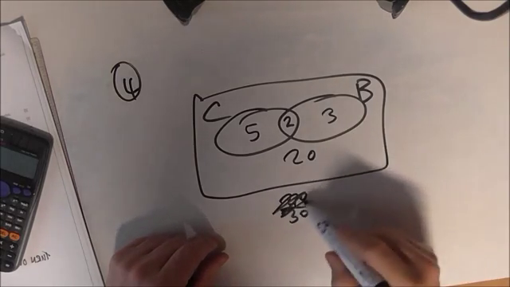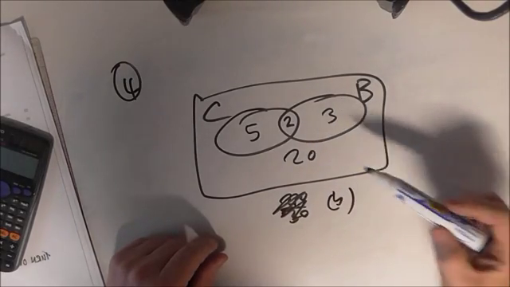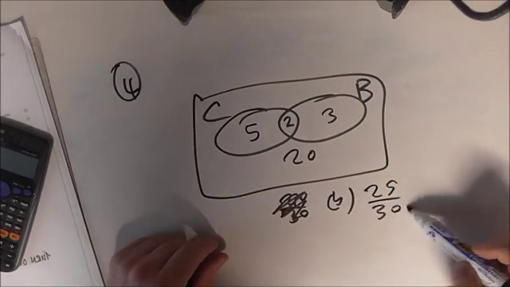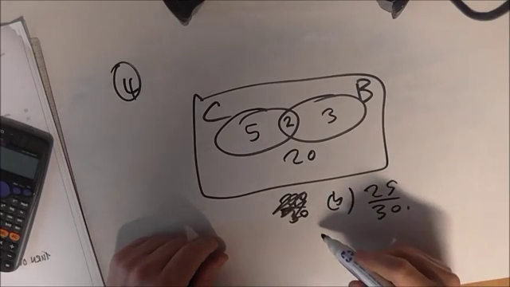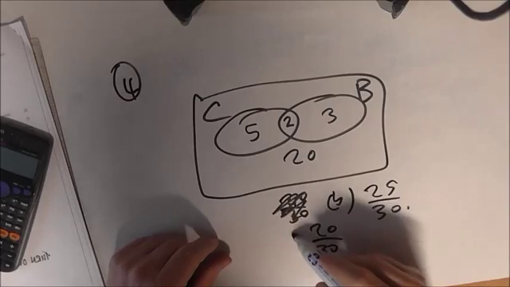Oh, wait on. Sorry, I misread that. Part B is, what's the probability a student is not in the band? Who's not in the band? Everyone outside the B circle. 25 out of 30. Part C, what's the probability they're not in the choir nor in the band? So that's 20 out of 30.